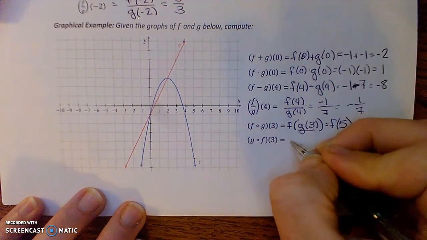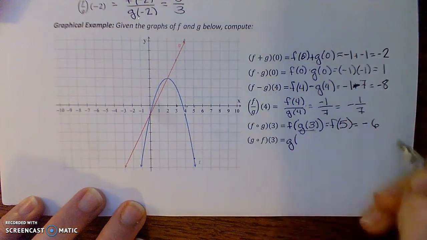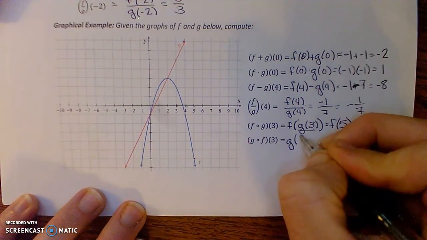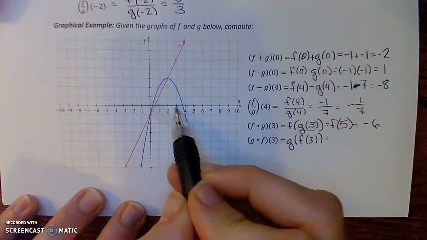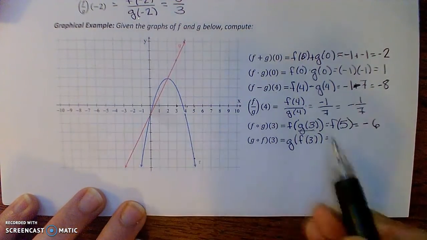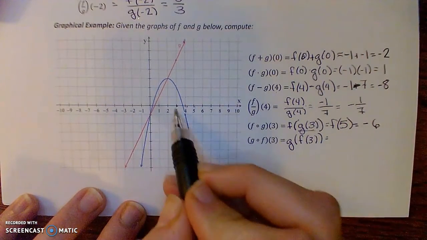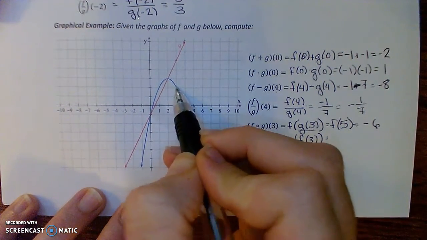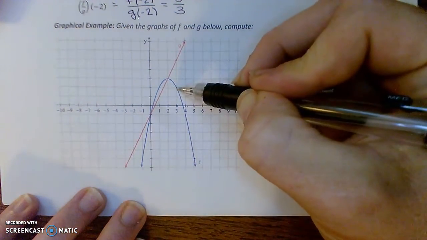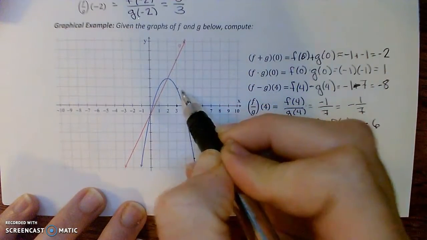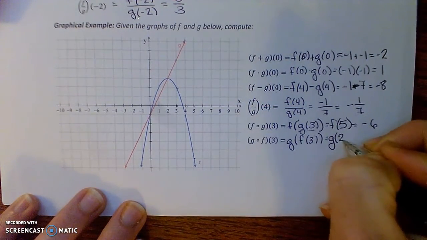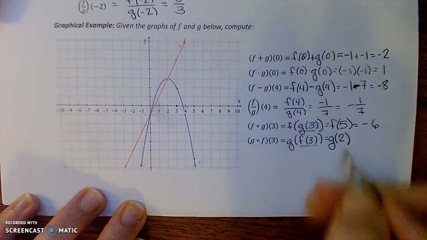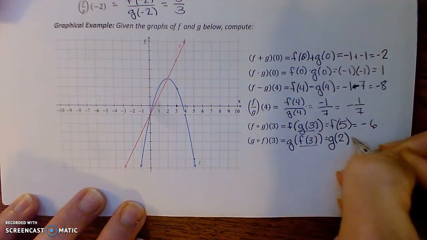Same thing here, only we have the inverse composition. So we're doing g of f of 3. Let's see. Find 3. Plug it into, and work from the inside out. So I'm going to plug it into f first. Here's the point on the graph of f that corresponds to 3. The output value is 2. So that'll be g of 2. Just replacing f of 3 with the output value 2.